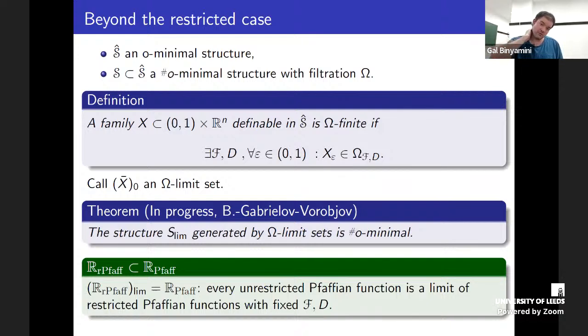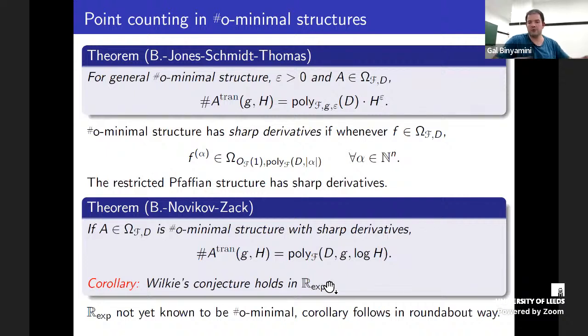And then the theorem that we are currently in the process of writing with Gabrielov and Vorobyov is that the structure generated by the limit sets is sharply o-minimal. So if you start with this setup, you can take the limit sets, which a priori can be bigger than S. It might be all of S hat. And we do know how to put a sharply o-minimal filtration on the structure of limit sets. It's based on some older papers of Gabrielov, combined with my recent paper with Vorobyov. So for example, in the Pfaffian context, there is the restricted Pfaffian structure inside the Pfaffian structure, and the limit of the restricted Pfaffian structure is just the whole Pfaffian structure. Because every Pfaffian function is a limit of its restrictions to bigger and bigger boxes. So in this way, we expect to get that the Pfaffian structure is sharply o-minimal, and that should mean that Wilkie's conjecture in Rx will follow in a more direct way, and we'll get a good dependence on all the parameters.